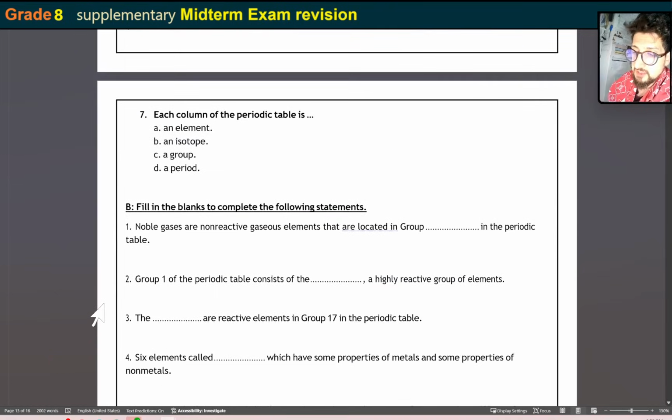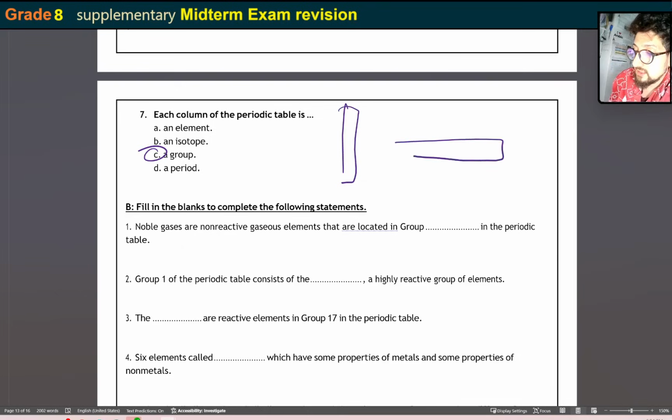Each column of the periodic table is a group, also known as a family. So this is known as a group or a family or a column, and this is known as a row or a period. And there are 7 periods in the periodic table, while there are 18 groups. Okay? Right, moving on.